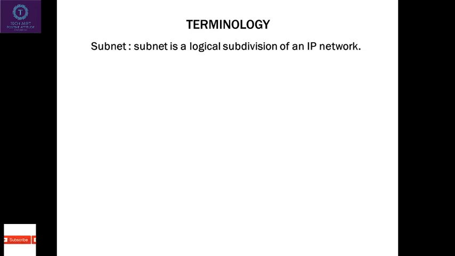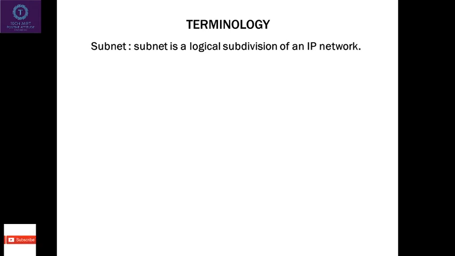The terms that you need to remember while working on DHCP. First, subnet. Subnet is a logical subdivision of an IP network. For example, if there is an IP range like 10.0.0.0 to 10.255.255.255, that is a class A IP range. Such a big network cannot be accommodated easily. It will be a bit confusing. So this big network is divided into many small networks.